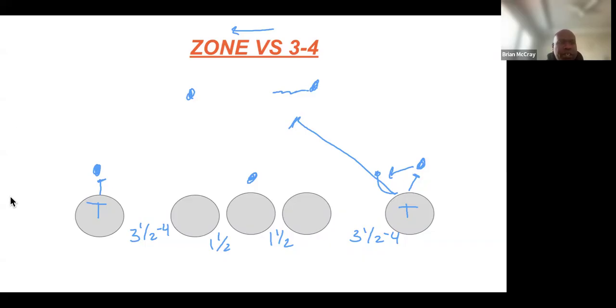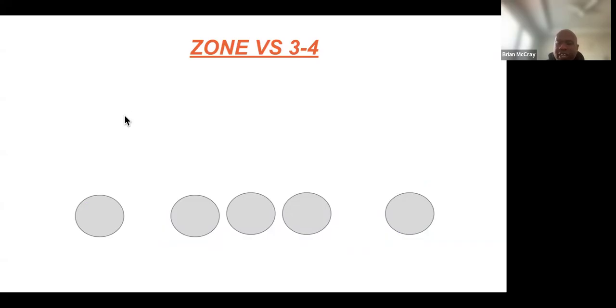All right, so again, another one. What if you have a 3-3-5 look? Again, they like to show up in everything. So again, 3-3-5, and you run zone, and we're going zone left.